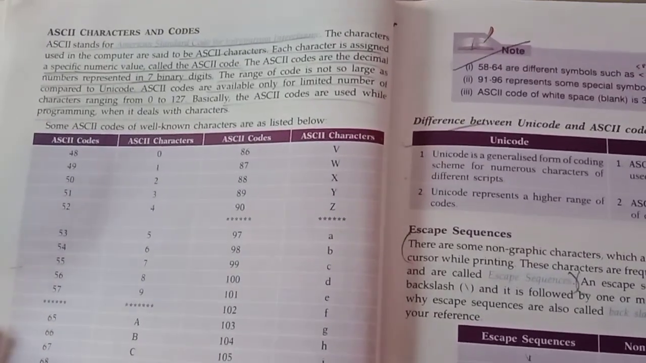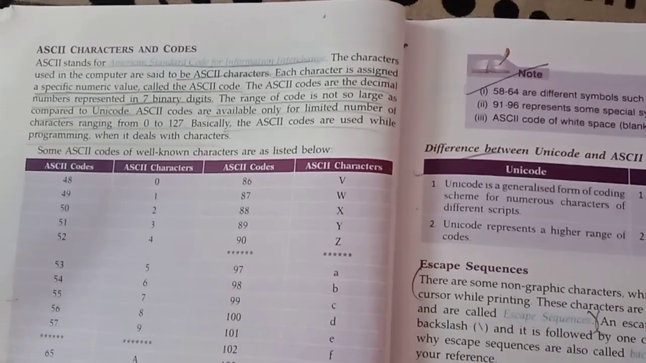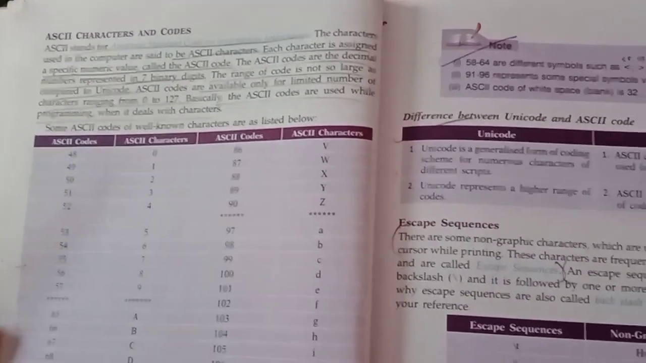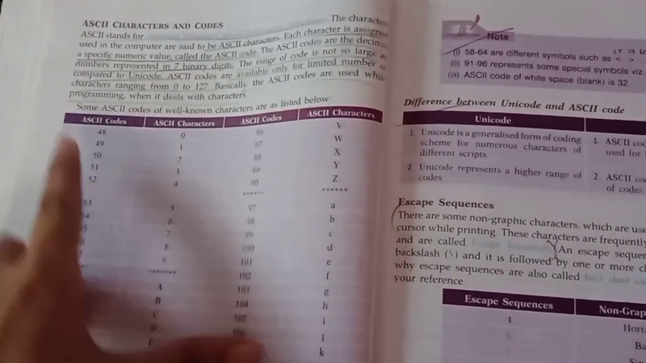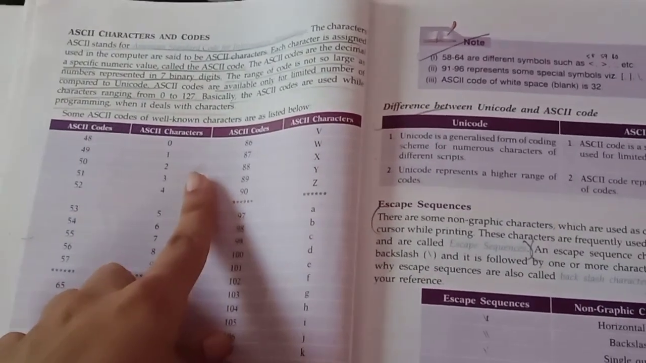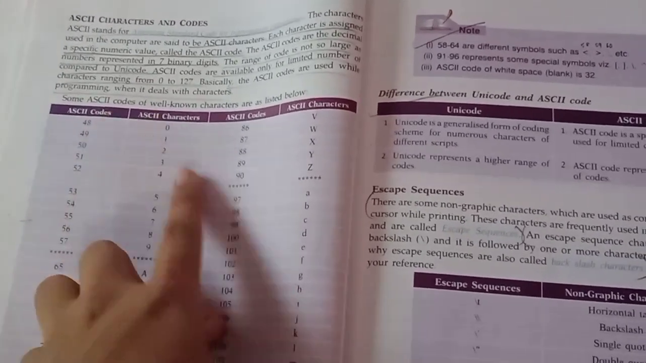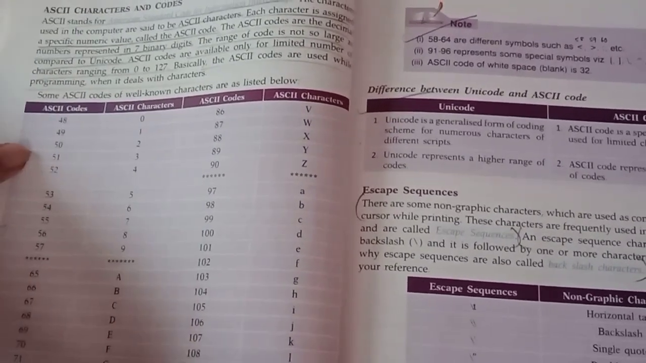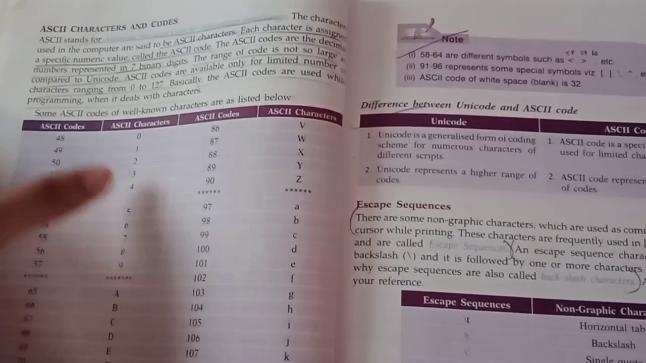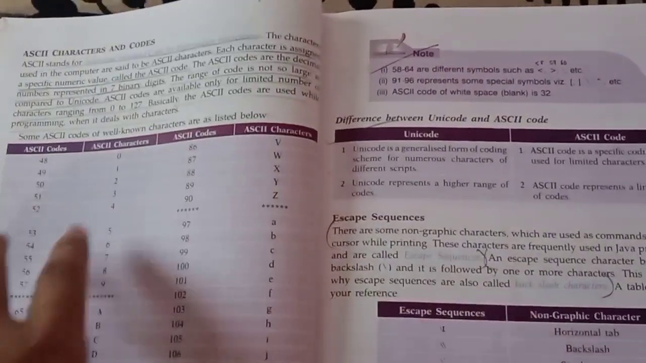Then comes the ASCII characters and codes. So basically these are the standard code for information interchange. That means we have taken certain values, like to represent 48 we say it's 0, to represent 49 it's 1, 50, 51, 3. Like that we have taken some ASCII codes and the characters with which we represent these codes, and these codes and its characters and everything like that.